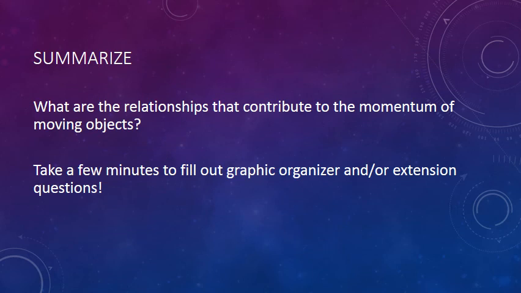Okay, so to summarize, what are the relationships and variables that contribute to the momentum of moving objects? We've talked about mass and velocity and how they influence an object's momentum. So take a few minutes to fill out the graphic organizer and try and answer some of those extension questions after you finish up your notes.